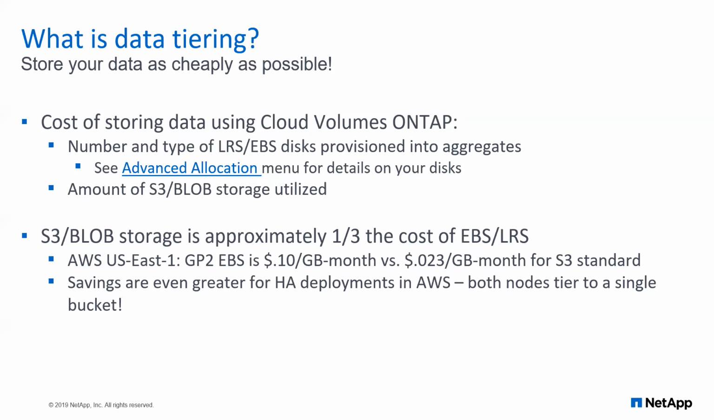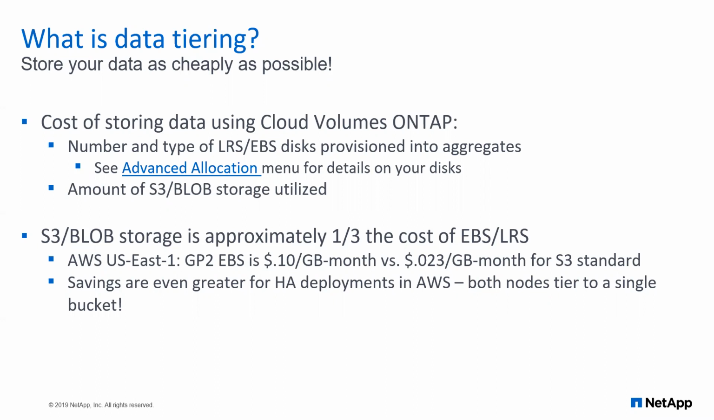Anyway, going back to the main topic, the way that you are charged for storage for Cloud Volumes ONTAP is the number and type of LRS or EBS disks that you've got provisioned into aggregates, and then the amount of S3 or blob storage that you utilize. The amount of object storage, S3 or blob, that you're using is going to depend on how much you're tiering. This can vary day to day, minute by minute. It's not like a disk where you add it into an aggregate and then just get charged for it as long as it's provisioned.